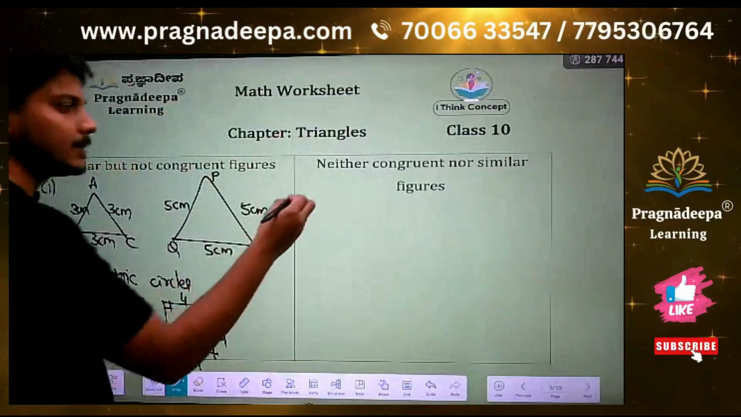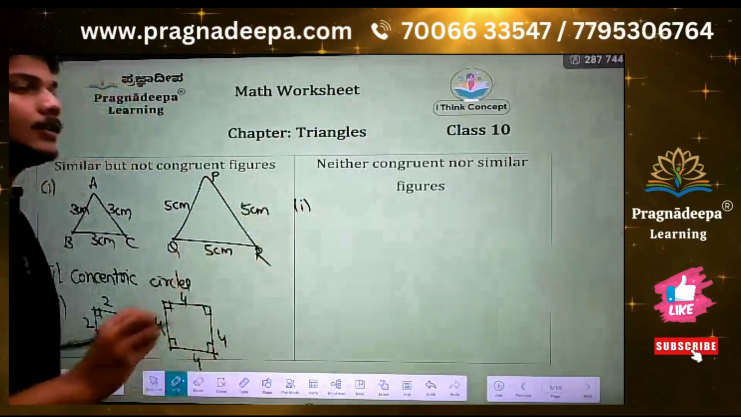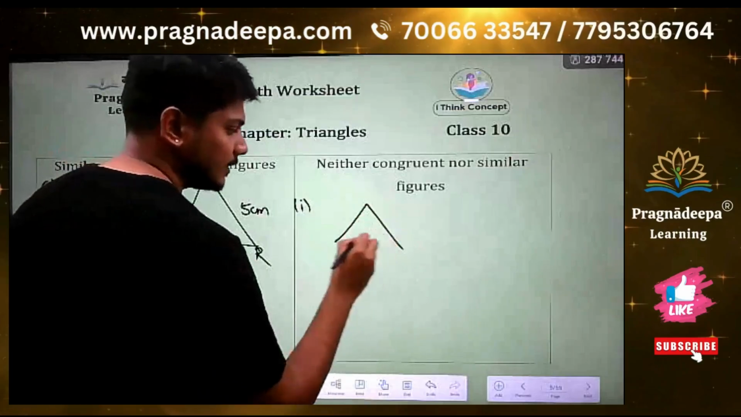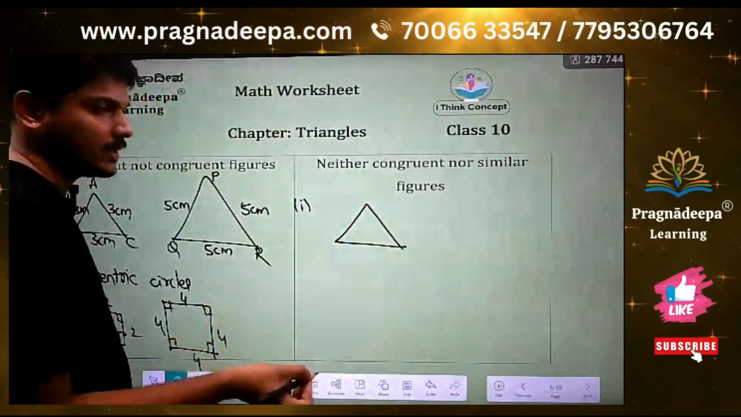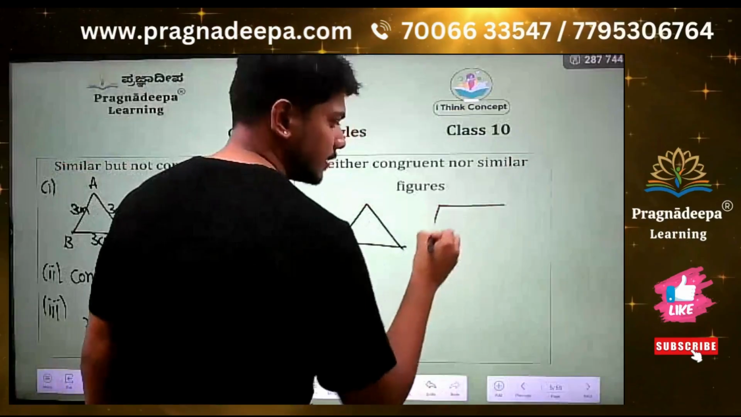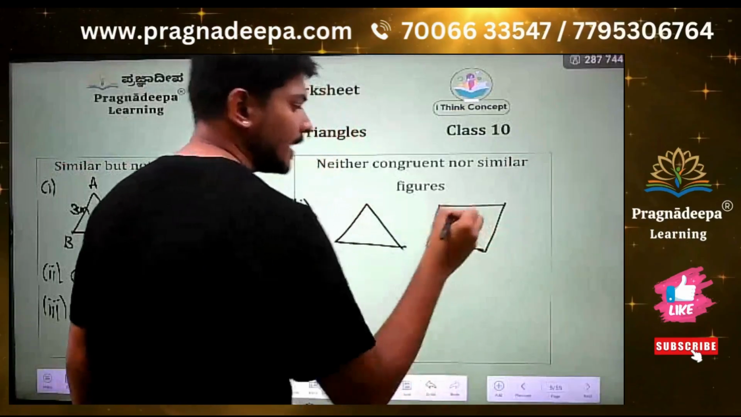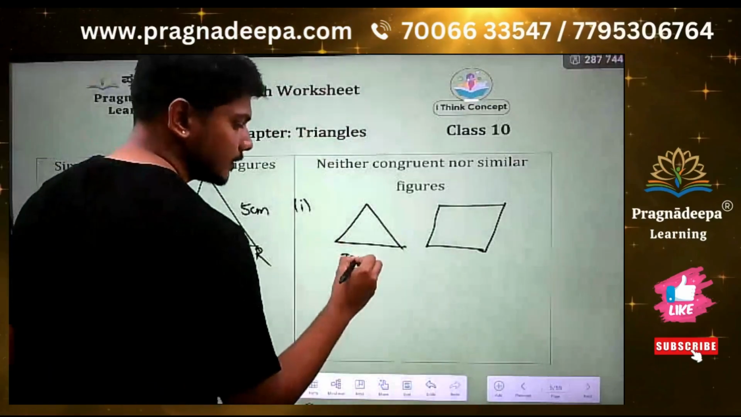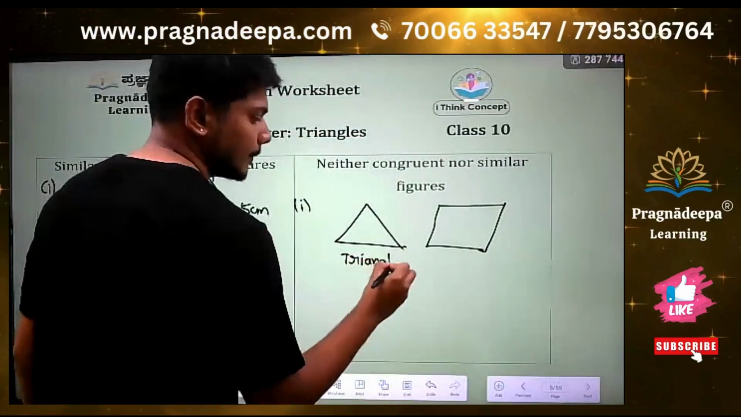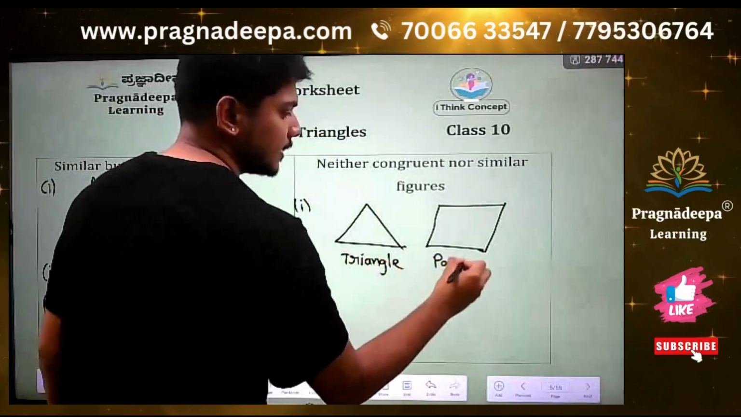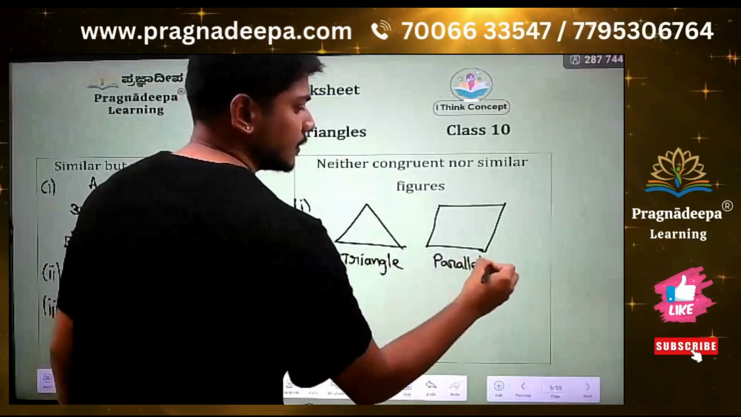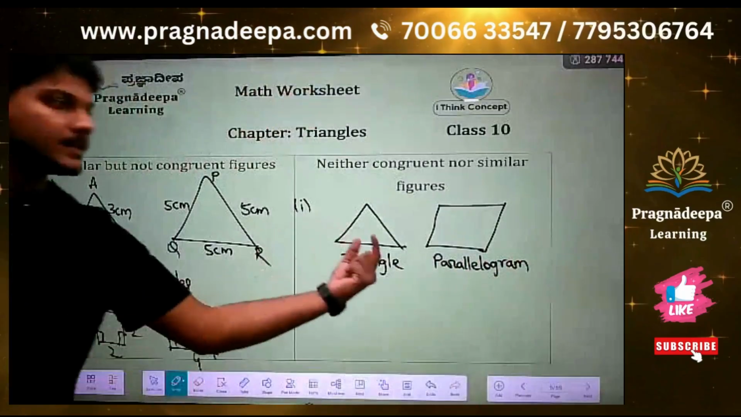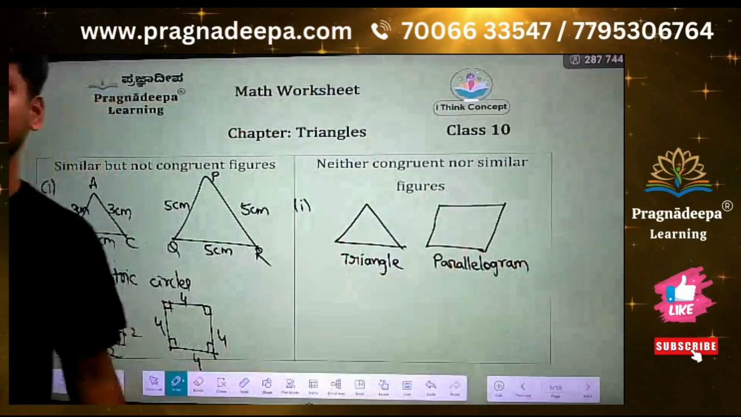What are examples of figures that are neither similar nor congruent? Any three-sided figure with any four-sided figure. So a triangle with a quadrilateral or parallelogram. This is a triangle and this is a parallelogram. These two figures are neither similar nor congruent. It is a three-sided figure, that is a four-sided figure.